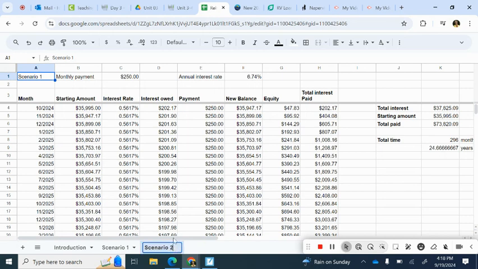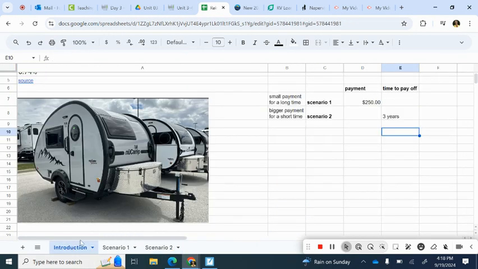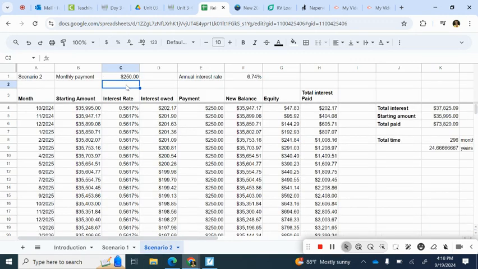What you're going to do is duplicate scenario 1 and then rename it to scenario 2. So, scenario 2. Up in this top corner, you're going to change it to scenario 2. And my choice for scenario 2 was that I wanted to pay it off in 3 years. So I want to pay off in 3 years, which 3 times 12 is 36 months.